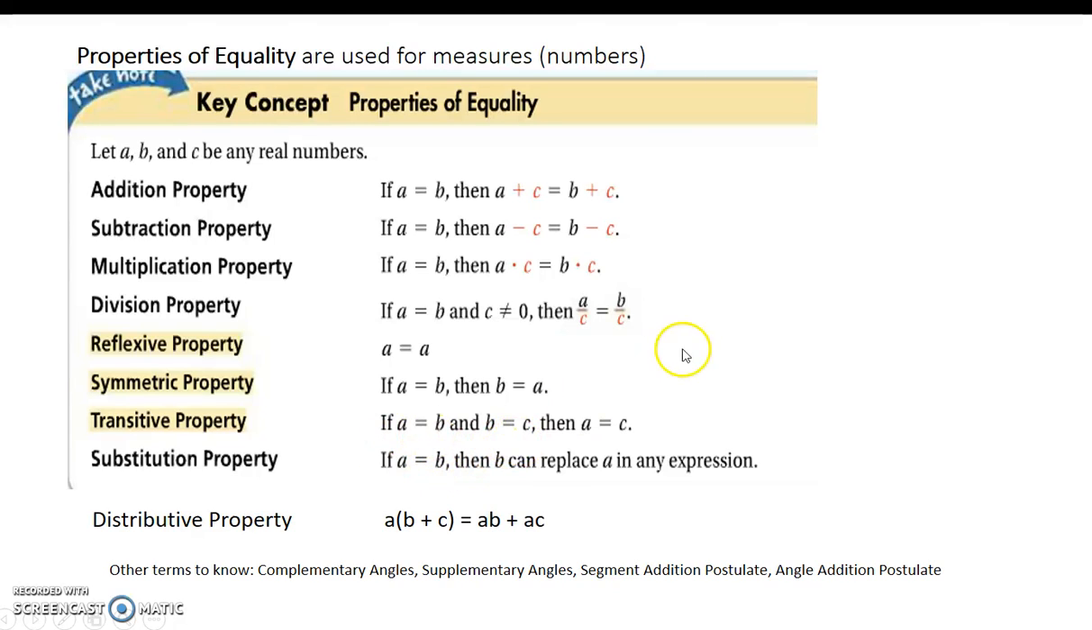So substitution is another thing that we can do. We just replace something with another item that we know it's equal to. And then the distributive property, we send the A to both the B and the C in this case, and we can also do that backwards where we're kind of factoring. Then there's some terms that we might use as well, and we'll worry about those as we get to them.